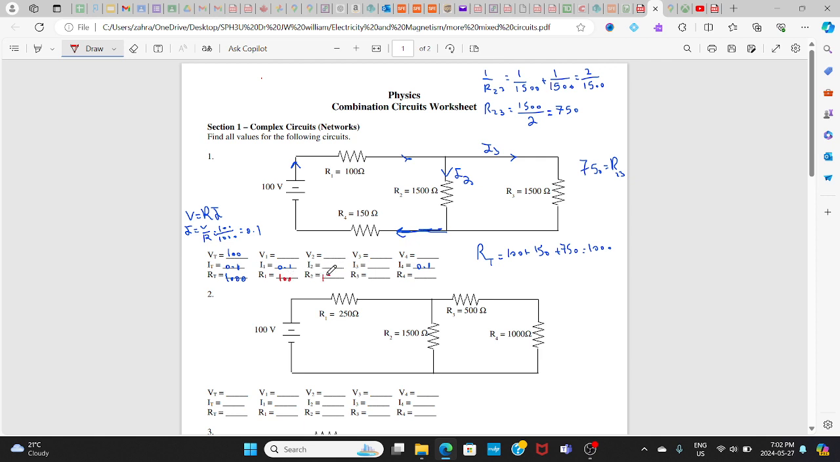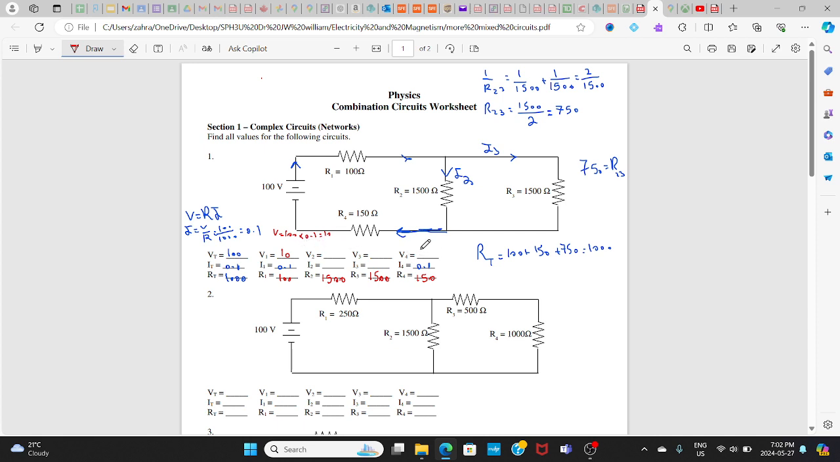R2, we have 1500 here. R3 is again 1500. R4 is 150. As now I see better, I have two things, so I can find the third one. Again, V is equal to Ri, and I'm looking for V. V is equal to R multiplied by I. So 100 multiplied by 0.1. If you do that, it's going to be 10.